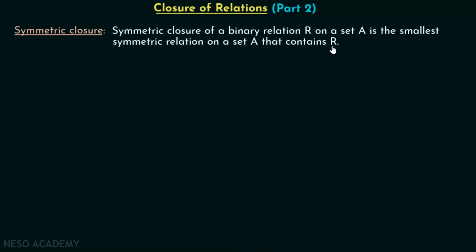Symmetric closure of relation R is denoted by Rs+, and it is nothing but R union with the set of all ordered pairs (b, a) such that (a, b) belongs to R. If (a, b) is there in R, then (b, a) must be included in Rs+. It is as simple as that.